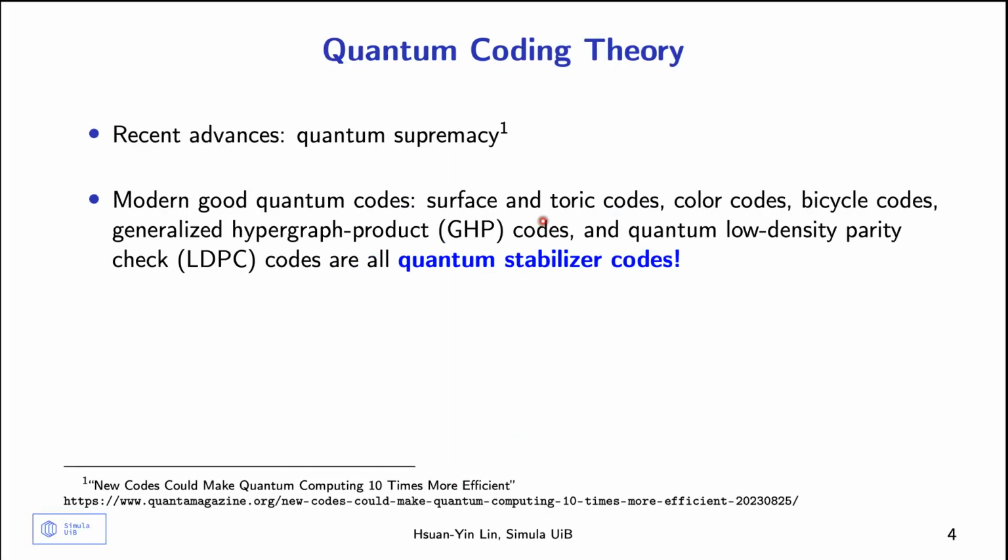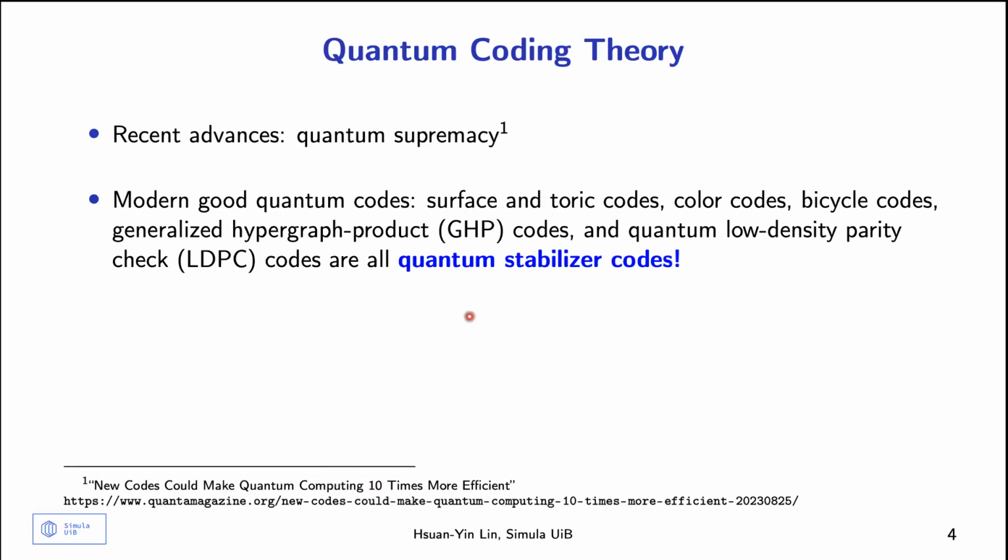And these are technical names, but just to let you know, the modern good quantum codes, some surface code or color code, bicycle, these fancy names, and even the most popular codes this year, I would say, quantum LDPC codes, are all actually quantum stabilizer codes. So in this talk, I just want to give you a tutorial on what quantum stabilizer codes are, such that we can understand why this can be done. So just a brief story.